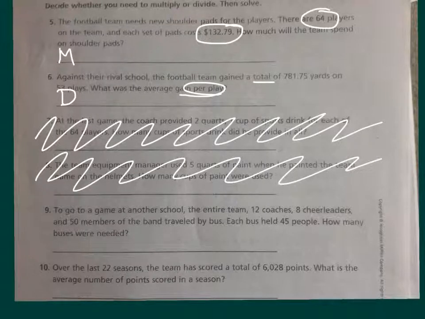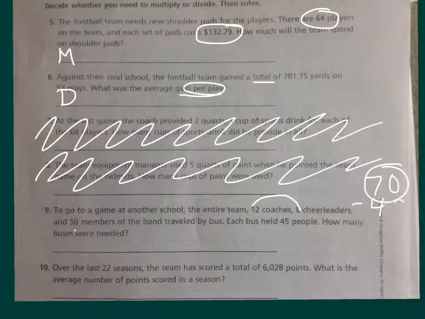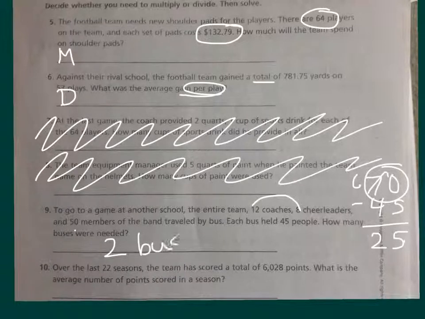To go to a game at another school, the entire team, 12 coaches, 8 cheerleaders, and 50 members of the band traveled by bus. Each bus held 45 people. How many buses were needed? Well, the first thing we need to do is add 12 and 8 is 20 plus 50. There's 70 people in all going. So instead of dividing this, I'm just going to do repeated subtraction. So there's one bus and there's still 25 people left. Even though the second bus is only going to have 25 people, I need to have 2 buses. And on this one I divided.